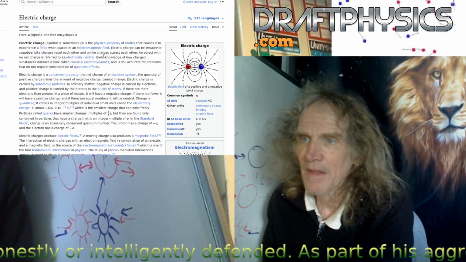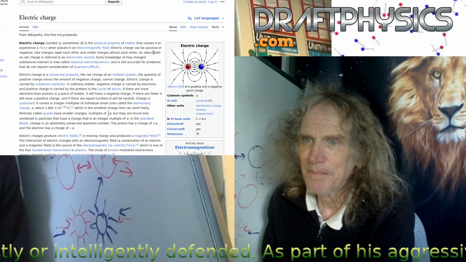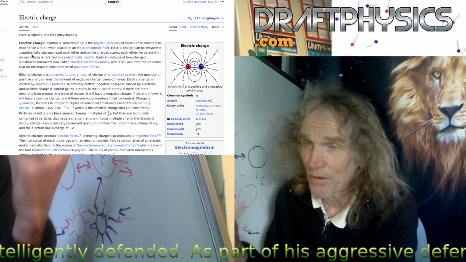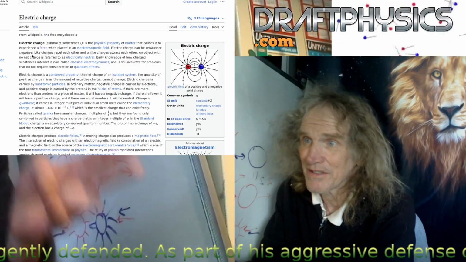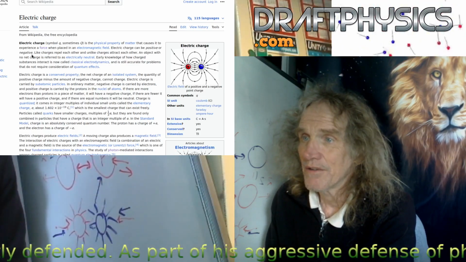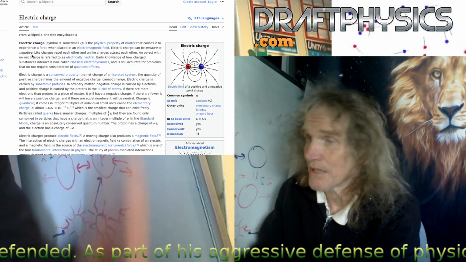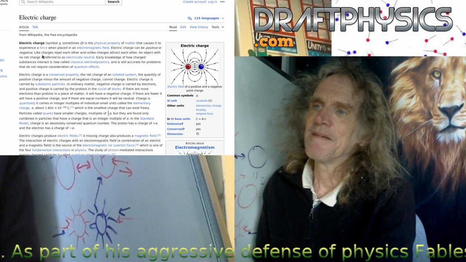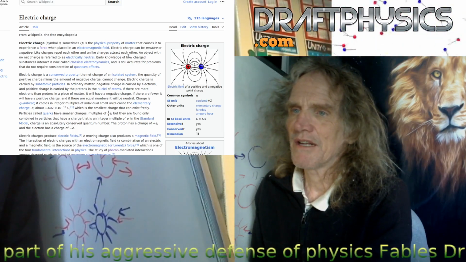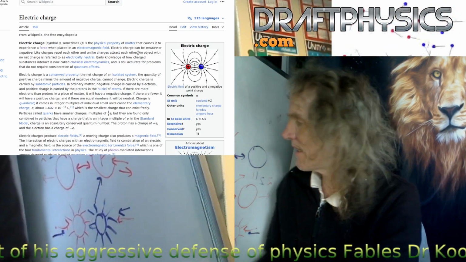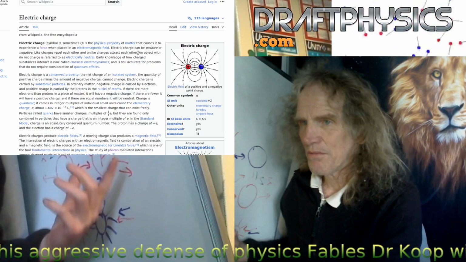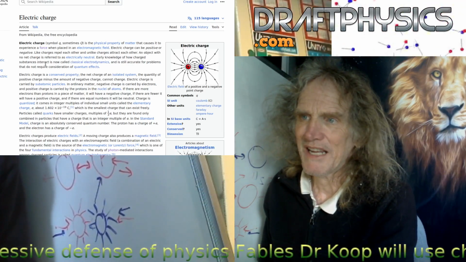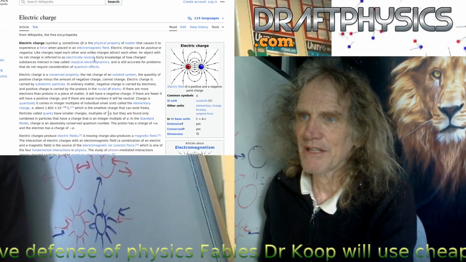Okay. Electric charge can be positive or negative, so there's two properties, two polarizations. They could say north and south. They could say, you know, electron, proton. Like charges repel each other, unlike charges attract each other. So again, the simple answer duplicates that perfectly. An object with no net charge is referred to as electrically neutral.